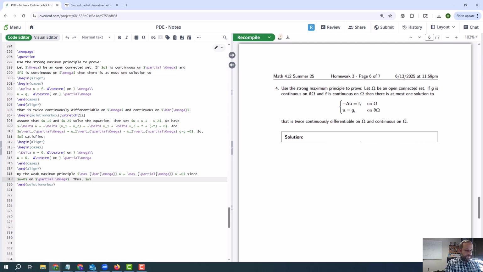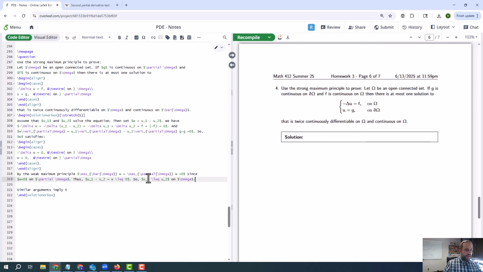Thus W, or U1 minus U2, which is equal to W, is less than or equal to 0. So this says that U1 minus U2 is less than or equal to 0. Similar arguments. Let me write here. So U1 is less than or equal to U2 on omega.